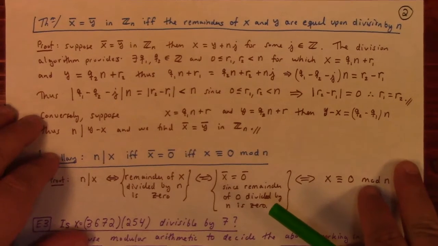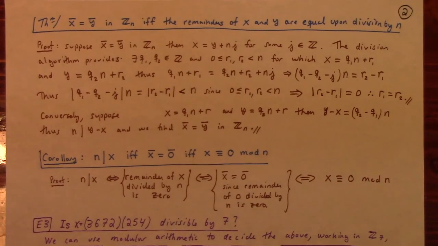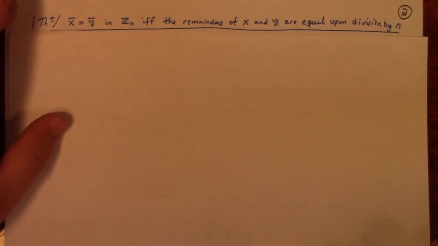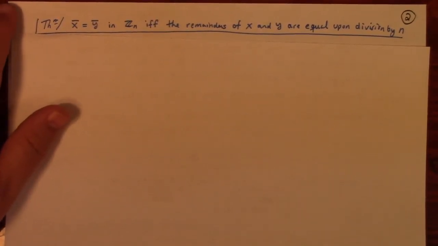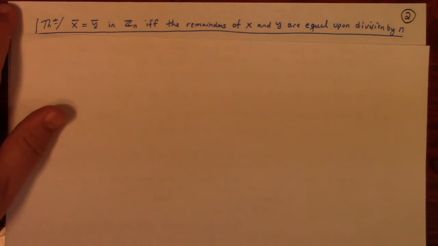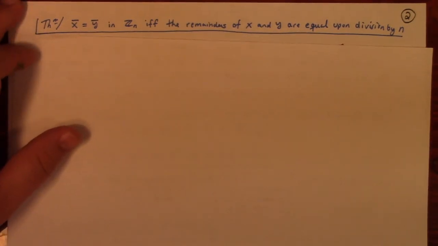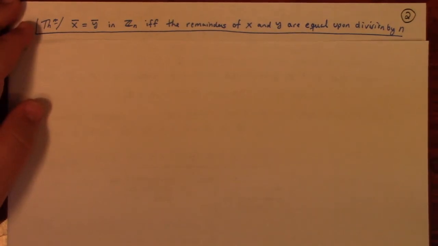Let's see here. One thing I should probably make sure we're on the same page about before we go on is the connection of these congruence classes to division by n. So x bar is equal to y bar, that's an equation of sets, if and only if the remainders of x and y, those are integers, are equal upon division by n.